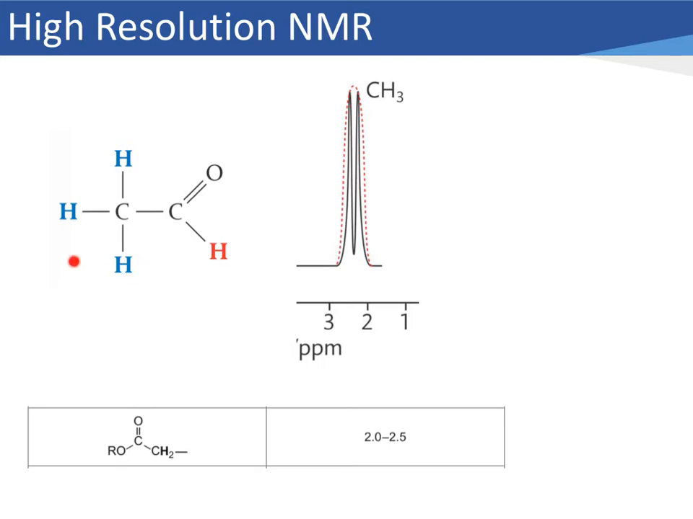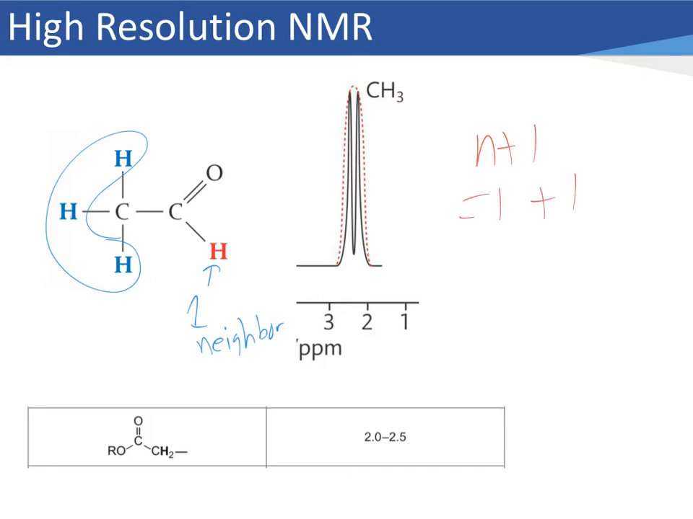If I'm looking at these 3 hydrogens, the 3 hydrogens here have 1 neighbor. Because these 3 hydrogens are the same, they're not neighbors to each other, because they're all in the same chemical environment. So they're identical hydrogens. If I have 1 neighbor, n plus 1 is going to be 1 plus 1, and that is 2.